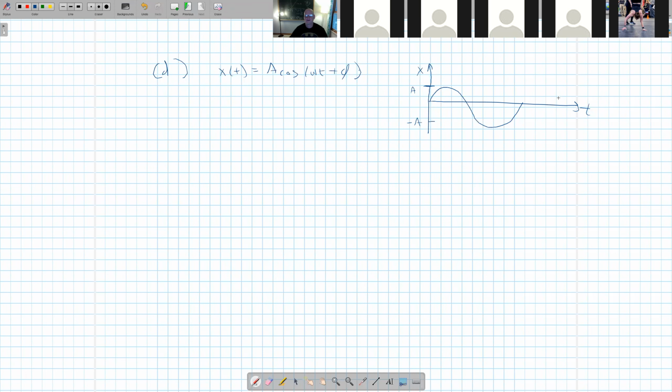Cosine? No. Oh, I've forgotten which one starts with the word. That's okay. This is actually a sine curve. So sine starts off at 0. Cosine starts off at maximum. That's right. So this is a cosine curve. There we go. So this one's cosine, and this one is sine.